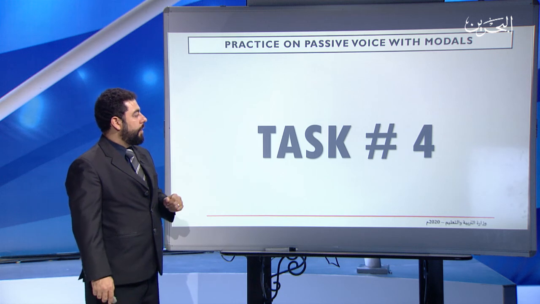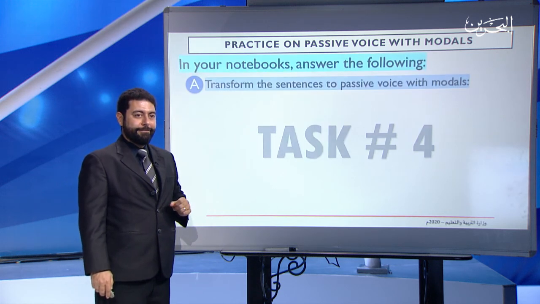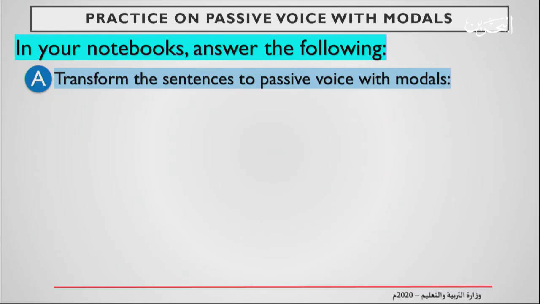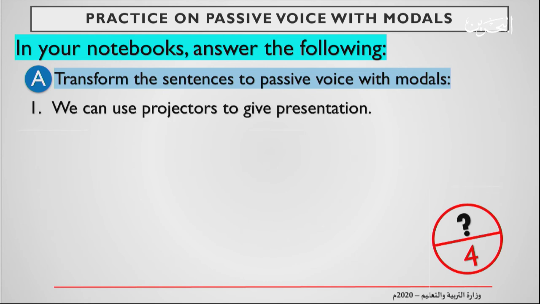All right, let's go over task number four. In your notebooks, answer the following. A, transform the sentences to passive voice with models. And you have a mark of four. Number one, we can use projectors to give presentations. You say, projectors can be used to give presentations. All right? So, this is your task.